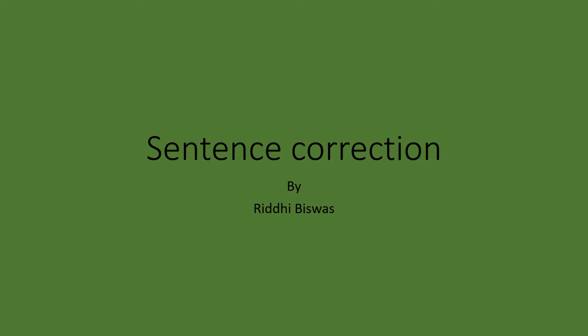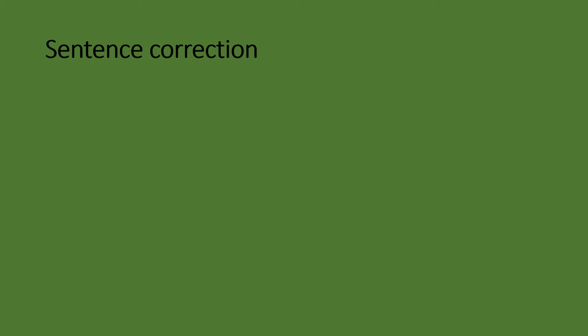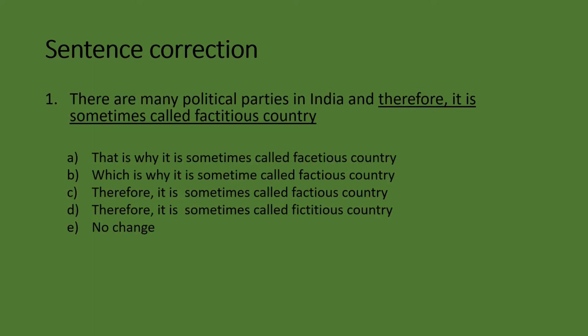So with this background, let's go to our first example. So let's see the first sentence. In the first sentence, a part of the sentence is underlined. We'll have to find out the correct option for it. There are 5 options, including one that is no change. It means that if the sentence is correct, then we can keep it as it is.